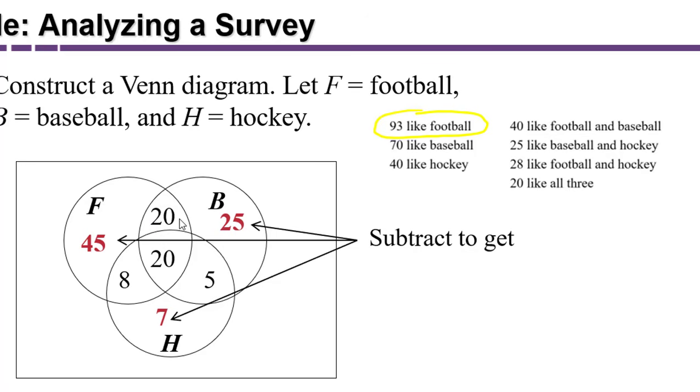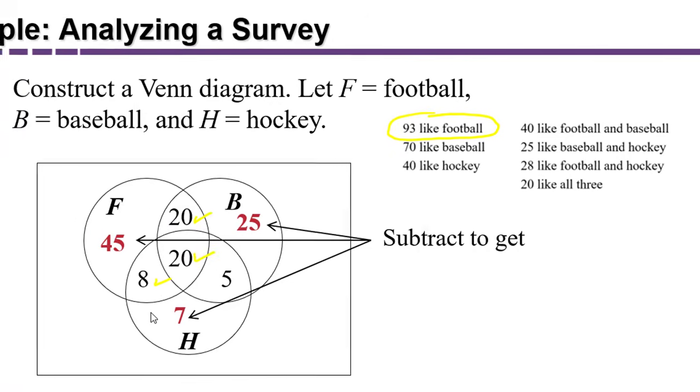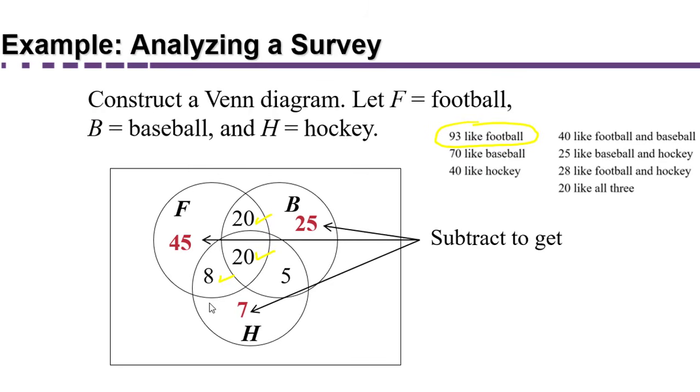But we had already accounted for 20, 20, and 8 in the category of football. So we have to subtract 93 minus 20 and 20 and 8. 93 minus 48 is 45 who like just football.